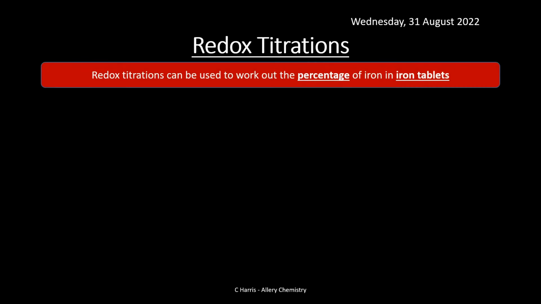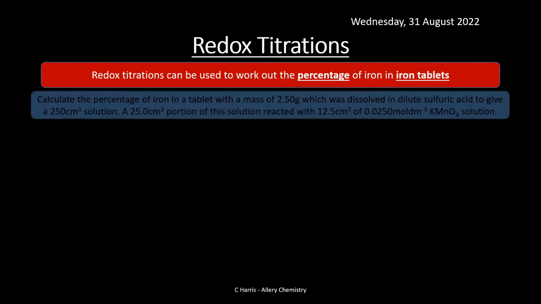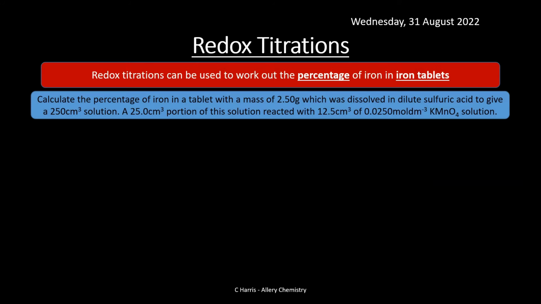So they can also be used to work out the percentage of iron in iron tablets, for example. So let's have a look at an example here. Calculate the percentage of iron in a tablet with a mass of 2.5 grams, which was dissolved in dilute sulfuric acid to give a 250 centimeters cubed solution. A 25 centimeters cubed portion of that solution reacted with 12.5 centimeters cubed of 0.025 molar potassium manganate solution.